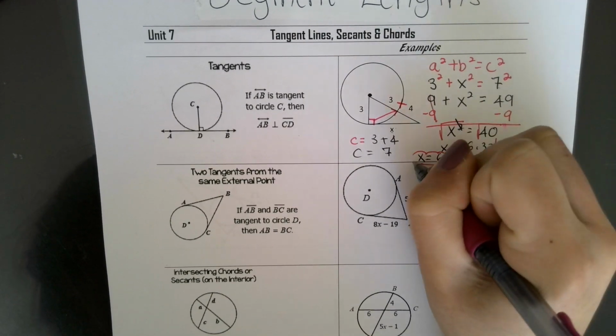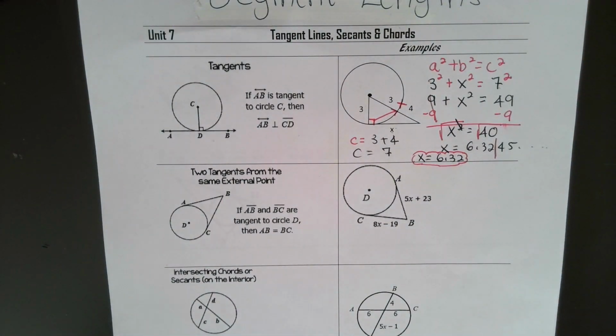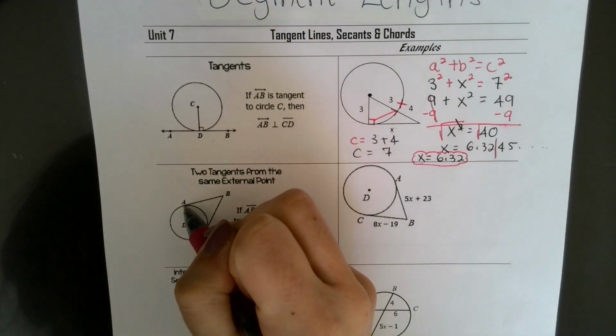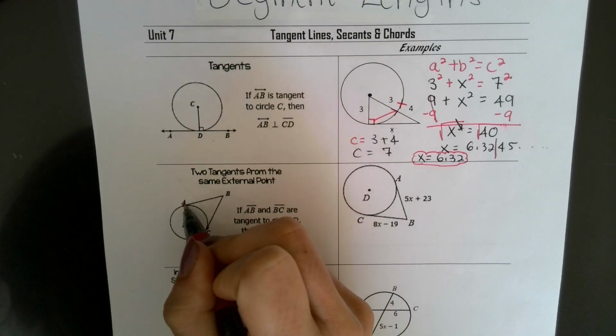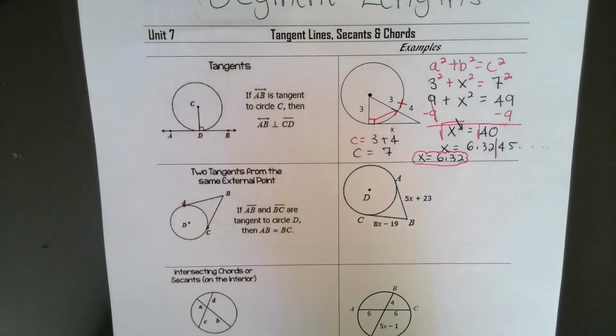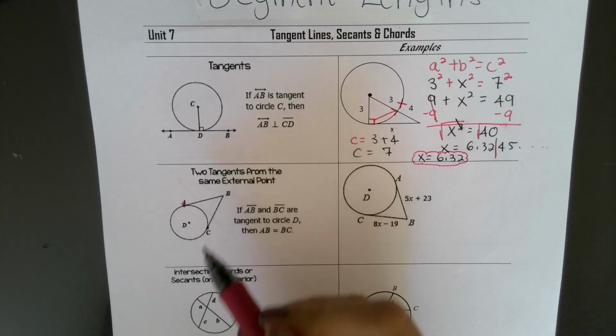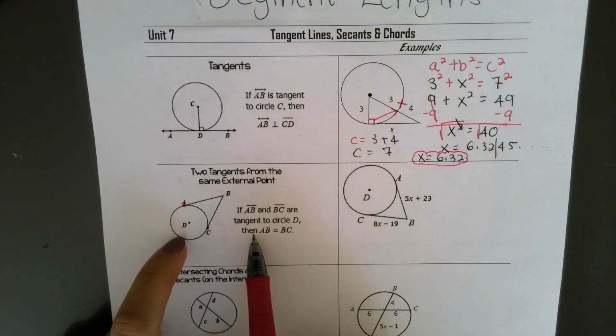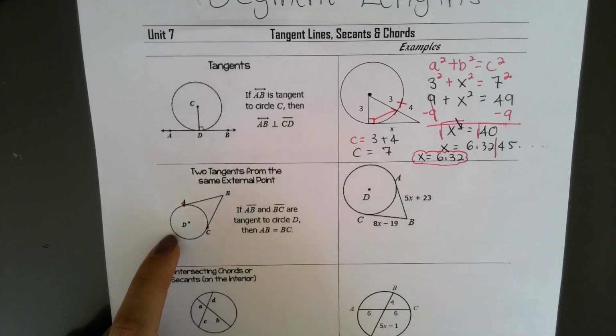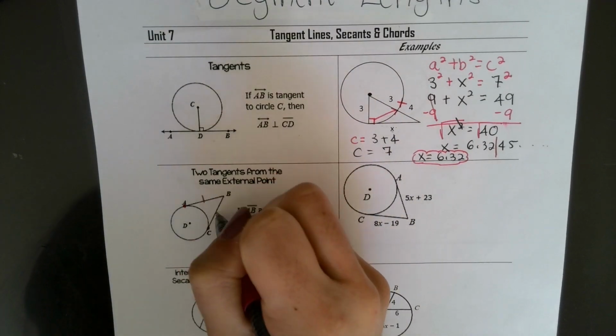All right, so next, when you have two tangents from the same external point. Again, tangent means it'll just touch your circle, intersect at one point. That's it. So segment AB touched it once, segment BC touched it once, and they have the same external point. So what happens? If segment AB and segment BC are tangent to circle D, then AB is equal to BC. So that means they'll be congruent.